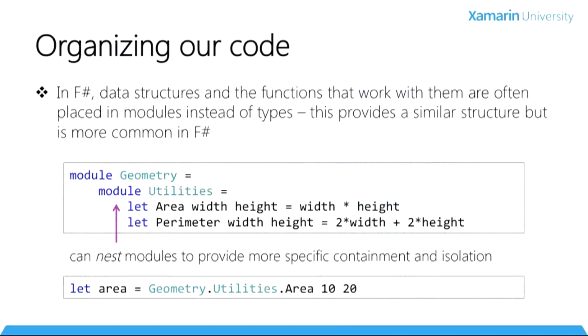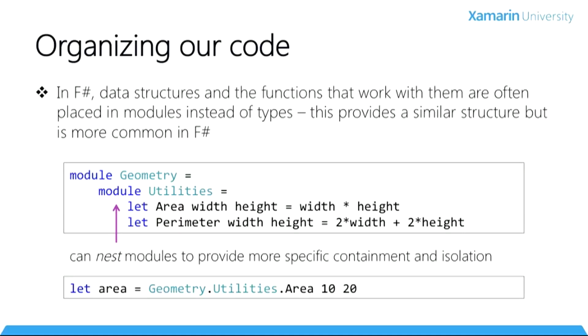Here's an example. We define a geometry module which has an inner module named utilities, which has two functions, area and perimeter. In code that's defined after this module and file, we can then use geometry.utilities.area to calculate the area. Now this doesn't require any class instantiation and it's not object oriented. So I can't replace or override or extend the functions.